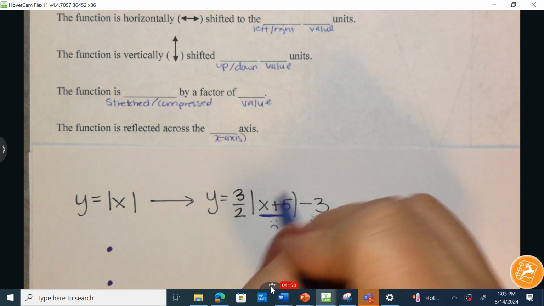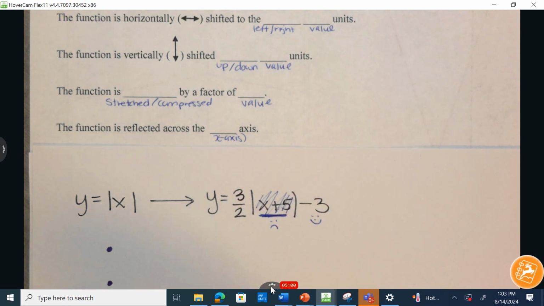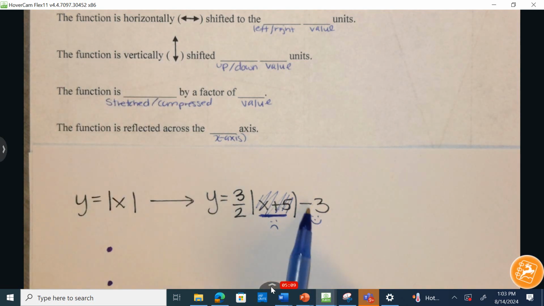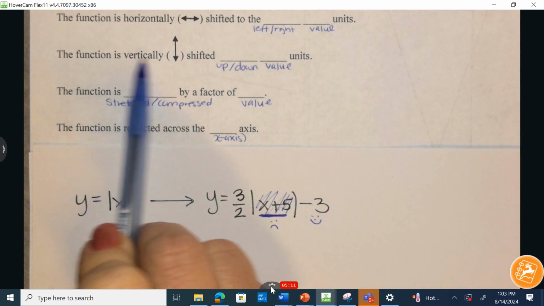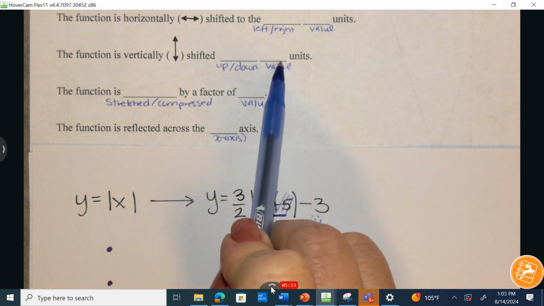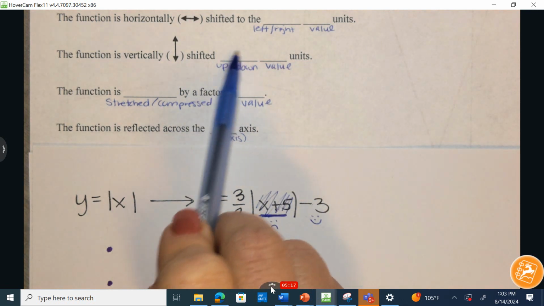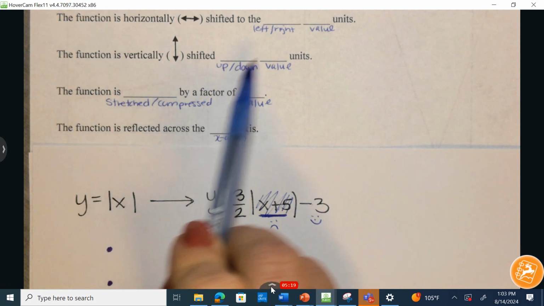Okay, I've got this part done. I'm going to lightly cross it out. Let's do the next part. This describes a vertical shift, anything in back of that absolute value. So the function is shifted down. It tells the truth. The function is shifted down 3 units. We don't say -3. The negative sign is associated with the word down. The function is shifted down 3 units.